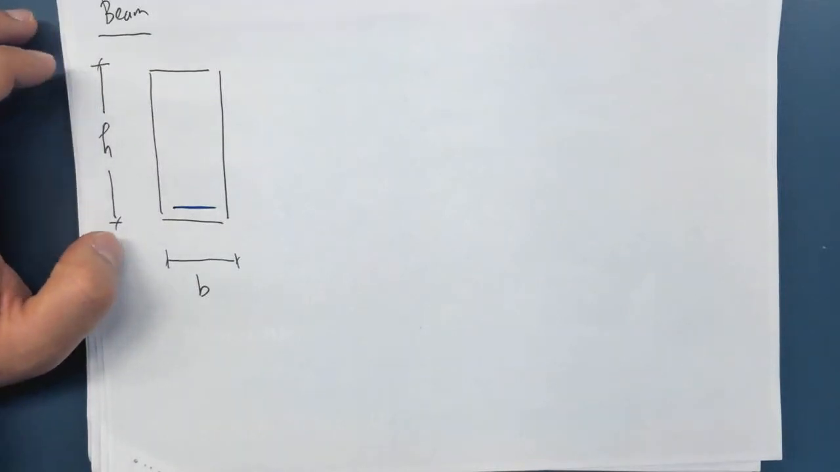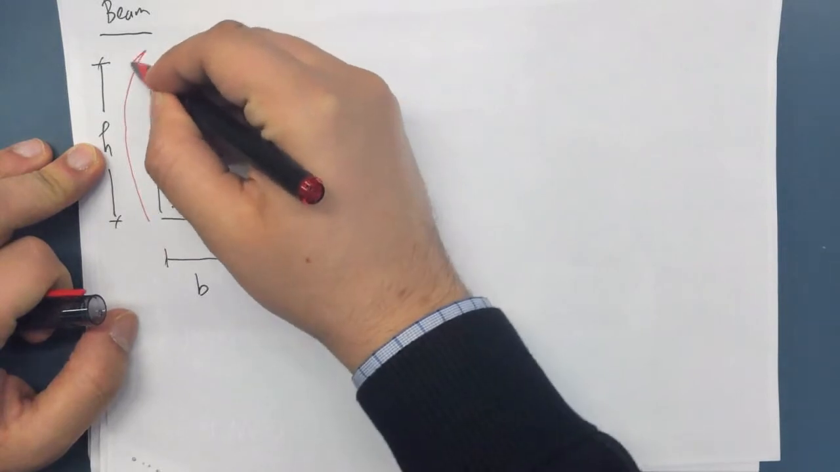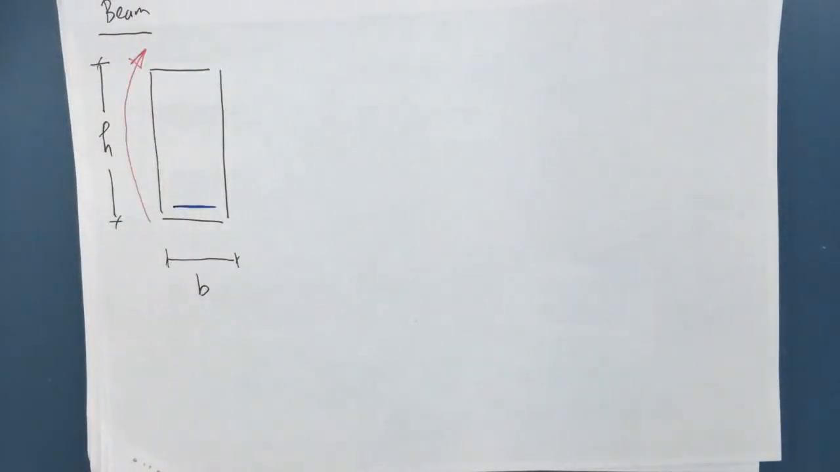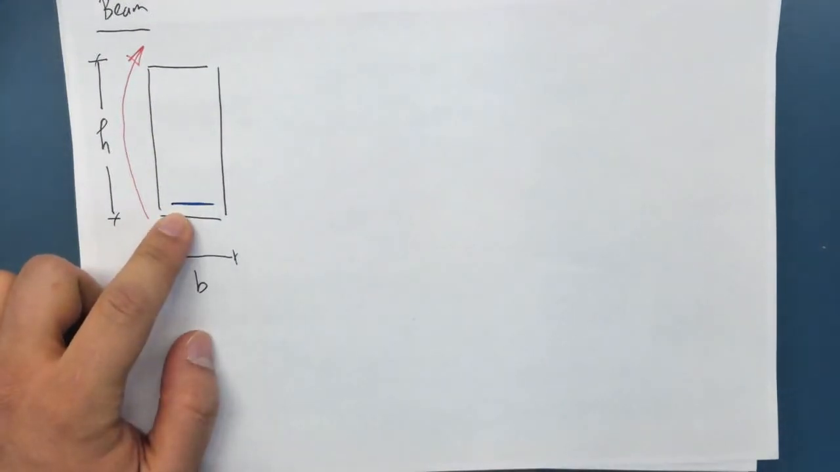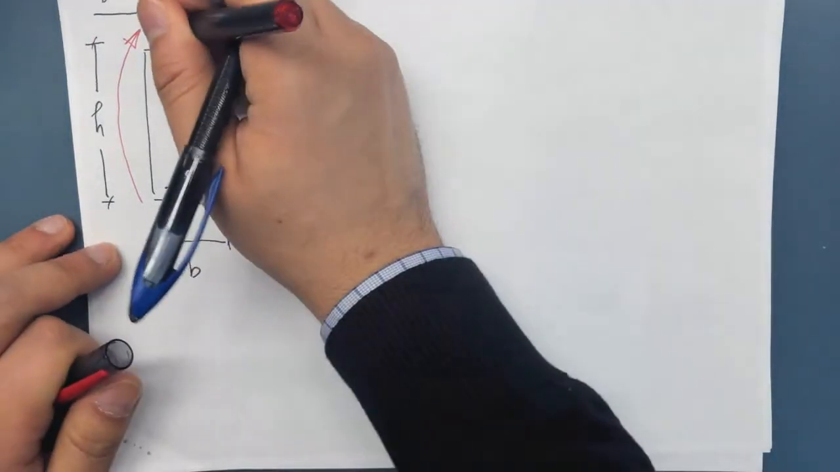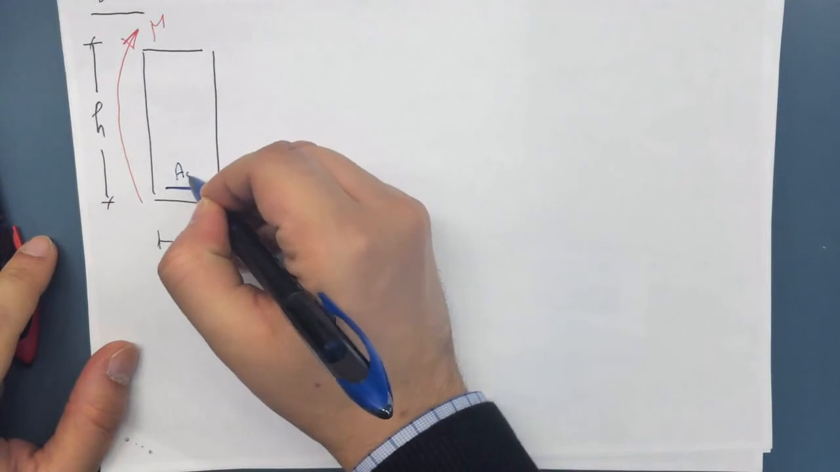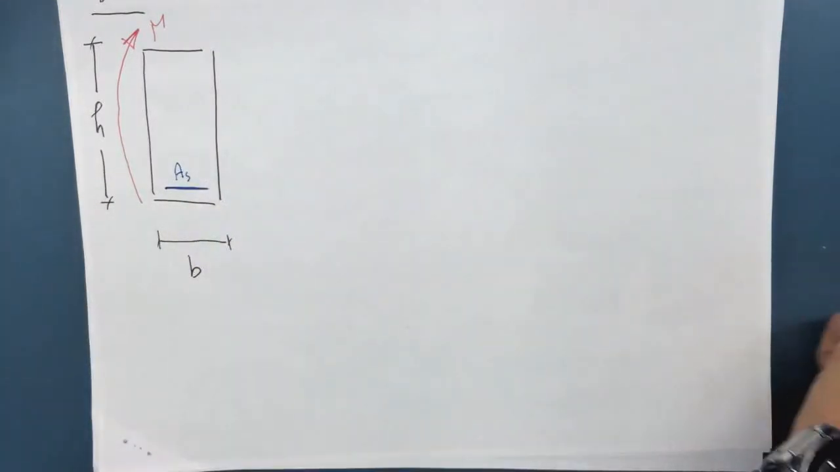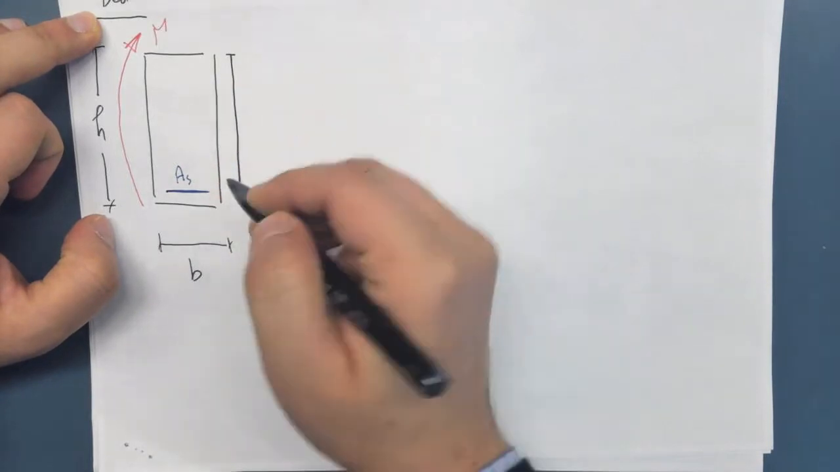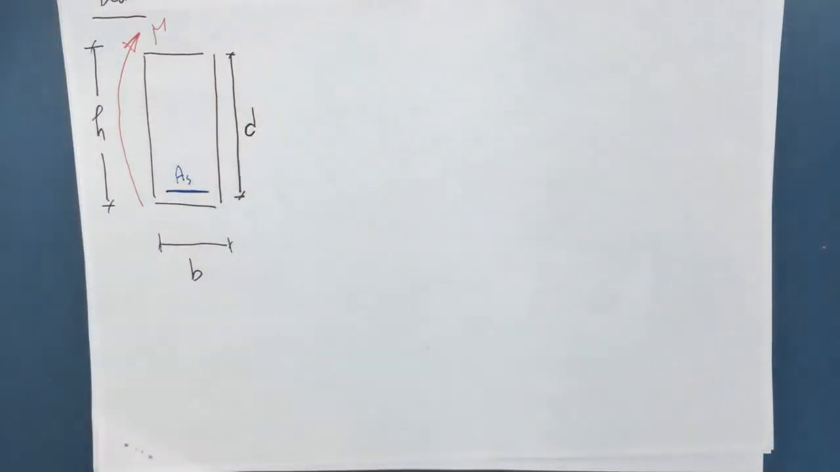And the moment that is being resisted by the section, you can draw it like this. It's causing tension at the bottom side and compression at the top side, and the steel is on the side of the tension. To give this full notation, again, this is moment M, and we give the steel A_s as its notation. And this distance here is very important, it is what we call the concrete section depth, and we give it the letter d.